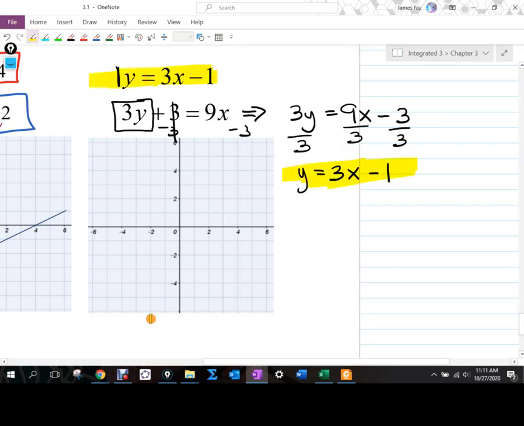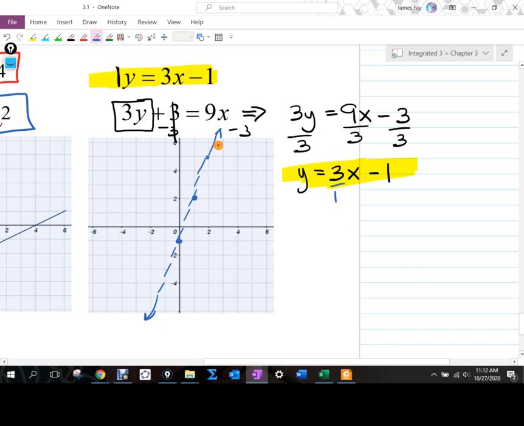What's that tell us? Say it again. Careful. Negative 1 is where we cross the y-axis. 3 is the slope, so 3 over 1 is my slope. So up 3, 1, 2, 3, over 1. So I get that, right? It's a terrible line, but that would be maybe that top one, right?